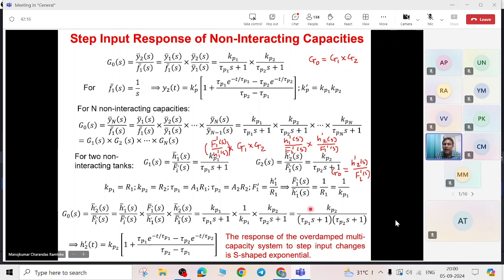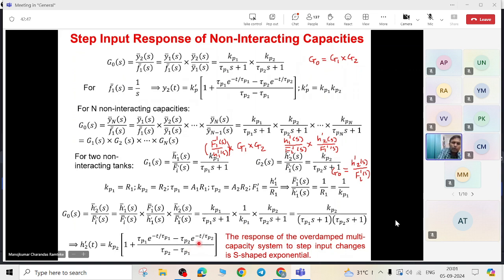If we invert this particular transfer function back to the time domain for Fi s equals 1 by s, that is, if we give a step input of magnitude unity in Fi, then we are going to get H2 dash t given as Kp2 in the bracket 1 plus tau P1 e raised to the power minus t by tau P1 minus tau P2 e raised to the power minus t by tau P2, divided by tau P2 minus tau P1.